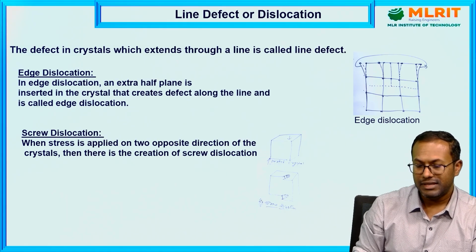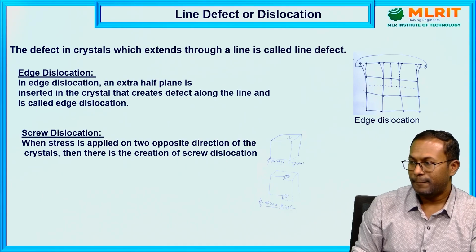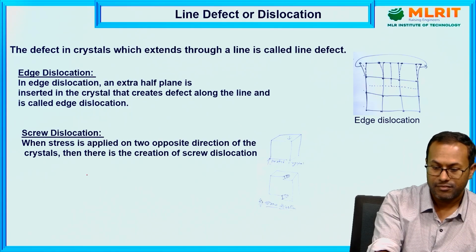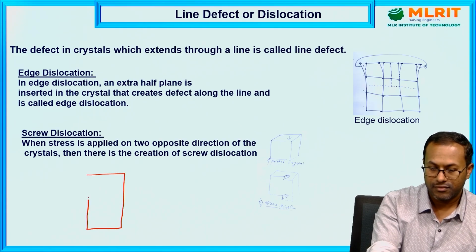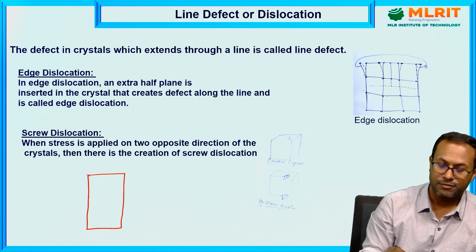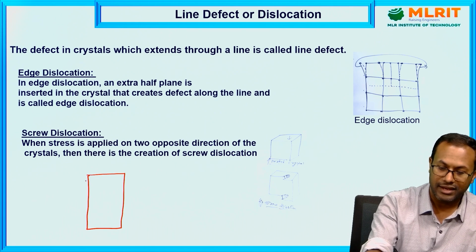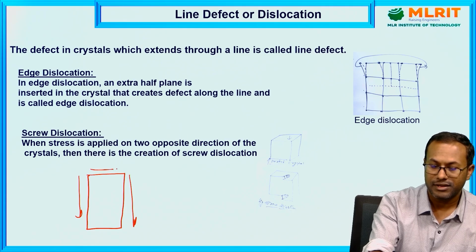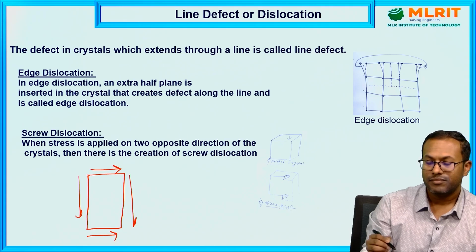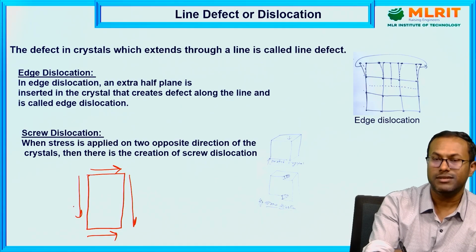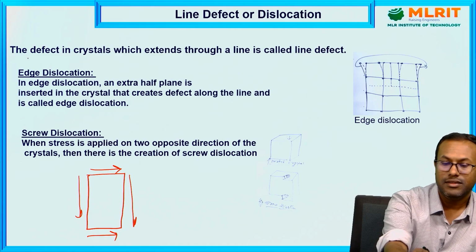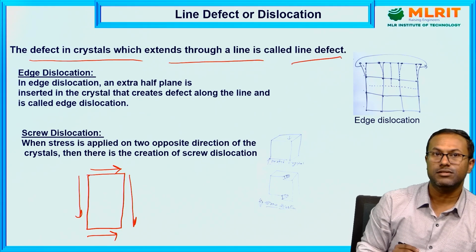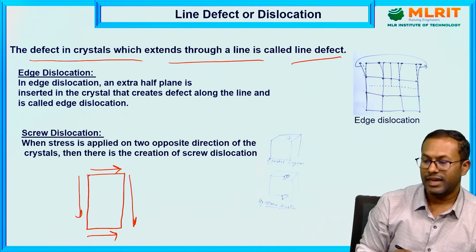The line defect means, suppose there is a box, a crystal. The defect is created along a line. Along this line the defect is created, so the periodicity breaks along a particular line, and then it is called a line defect. A defect in the crystal which extends through a line is called a line defect. It has two types, edge dislocation and screw dislocation. Now what is edge dislocation?